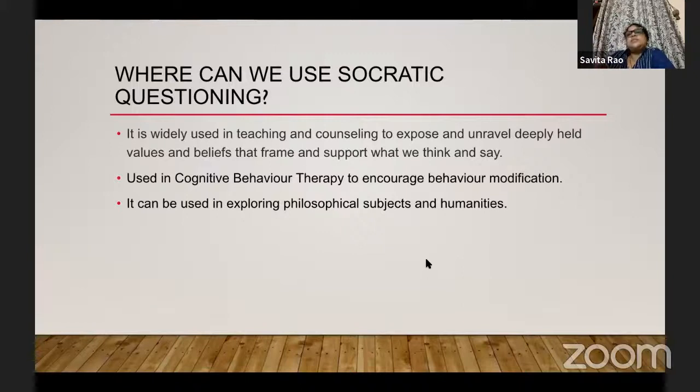It's more used in subjects like humanities, and in the pure sciences it's not really used. I think that was the last slide, ma'am.